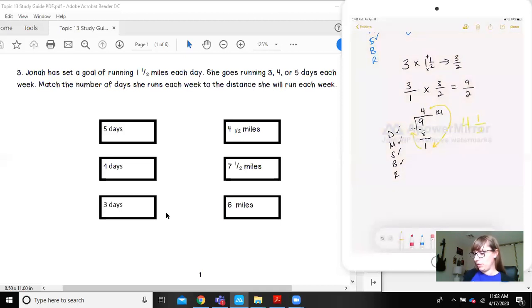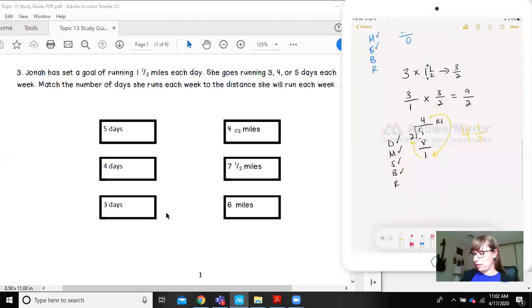And then my denominator of 2. Now remember, the denominator stays the same. See how it's a 2 here? It's a 2 here. It's a 2 here. So it's going to be a 2 here as well.